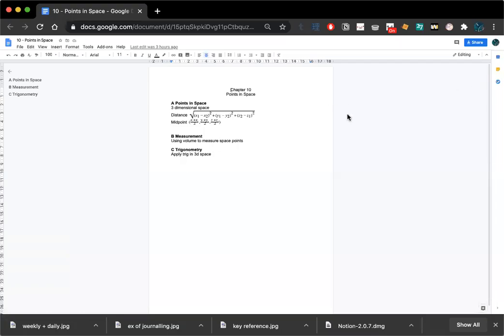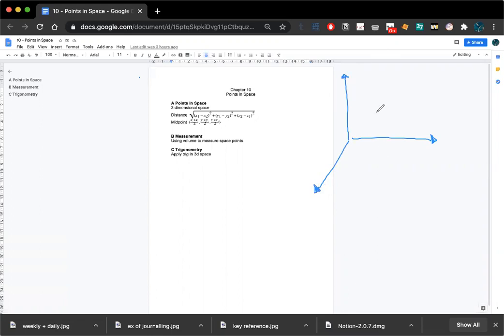For today's meeting, we're not going to cover a lot of theory, because this is more of an introduction to points in space, basically three-dimensional coordinates, like this.